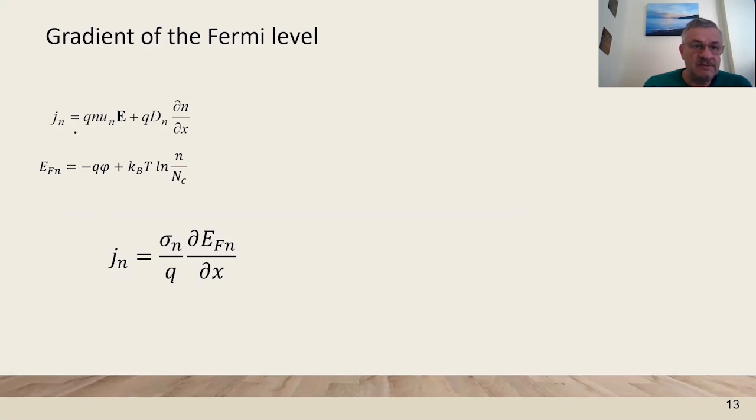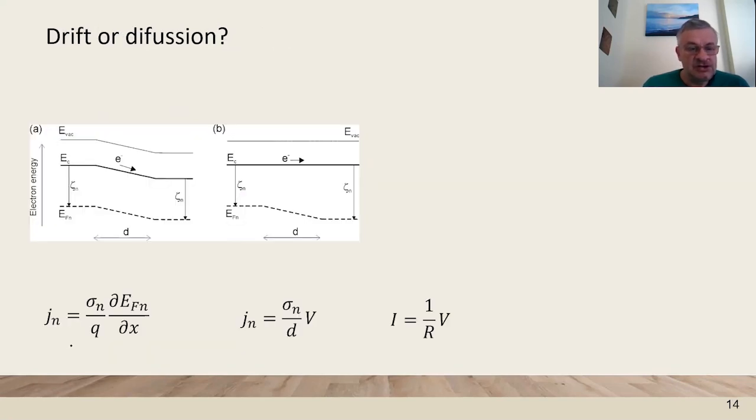It means that we can combine the drift and diffusion into a single equation for transport using the expression of the Fermi level in terms of electrical potential and the density of charge. If we combine the two equations, we have the expression of the electrical current, which depends only on the electrical conductivity and the gradient of the Fermi level. So there is an expression that combines drift and diffusion. Using this general expression, we can interpret the transport in terms of the gradient of the Fermi level.